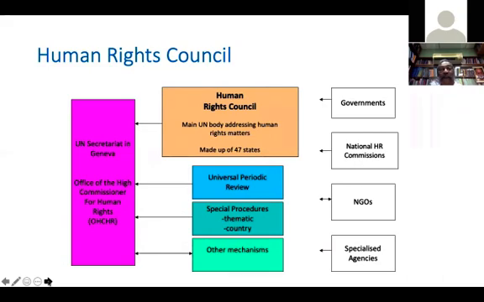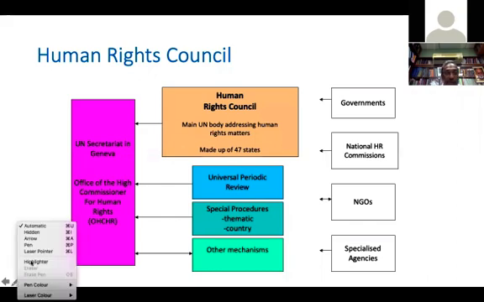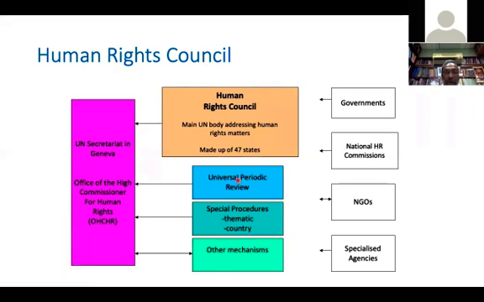Now, friends, here is the Human Rights Council, which is elected and comprises 47 states. It's the main UN body addressing human rights matters. So when we are going to Geneva, the Council, etc., it is this Human Rights Council. And you will see how often it meets. Under this Human Rights Council, you will see in blue, the Universal Periodic Review. Here, the special procedures, and the other mechanisms.